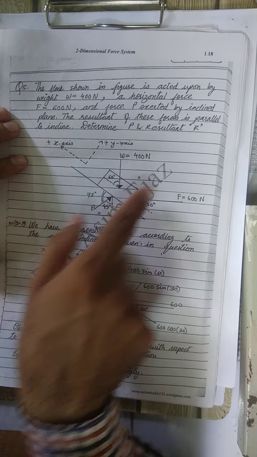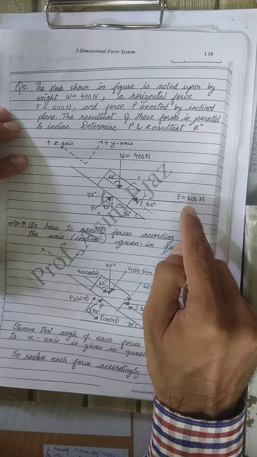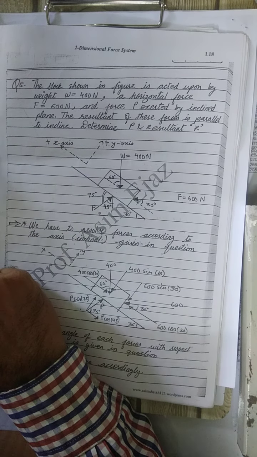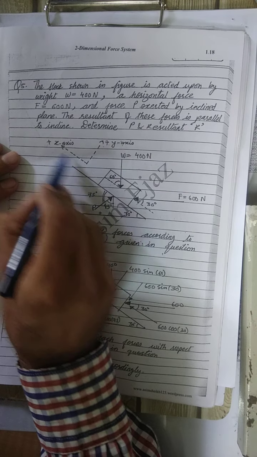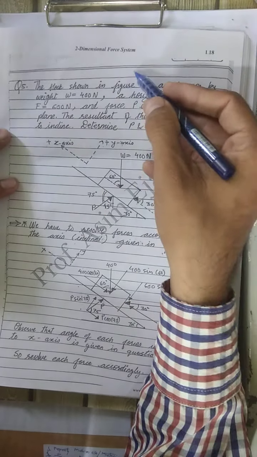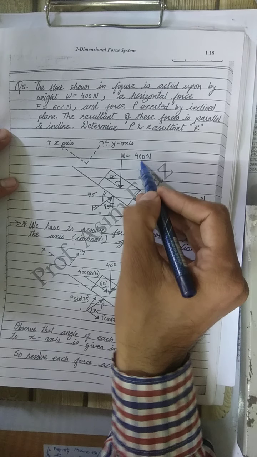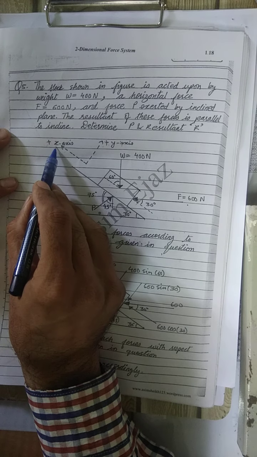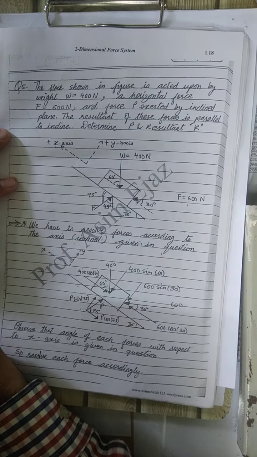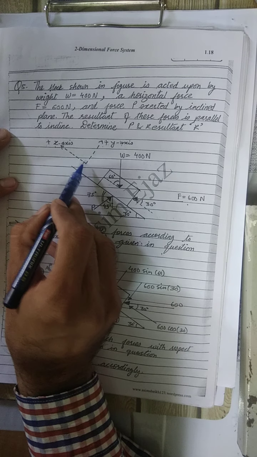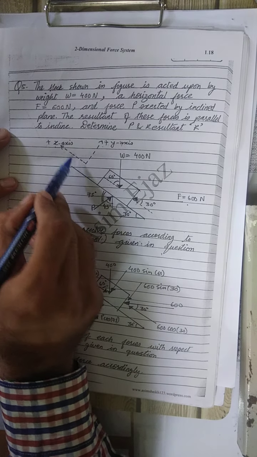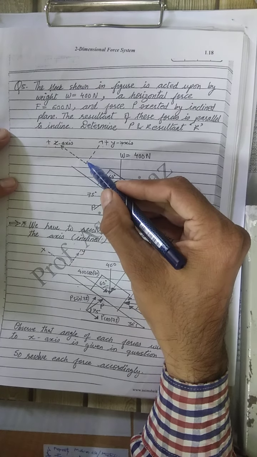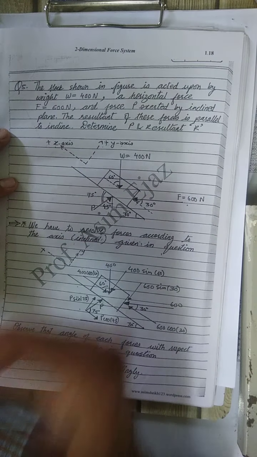That means we have to resolve all these forces, that is 400 Newton or 600 Newton or force P, along these two planes. That means we have to resolve all the forces along the x and y planes. The upward direction is x, and the right side upward direction is y. If the force is in the upward direction along x it will be positive, if it is in the downward direction it will be negative. For the y component, upward is positive and the other direction is negative.